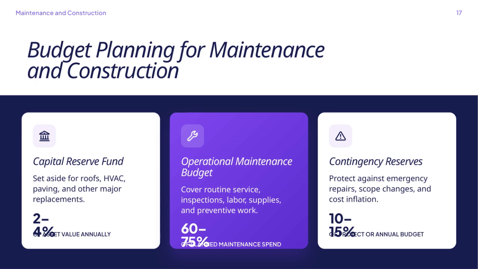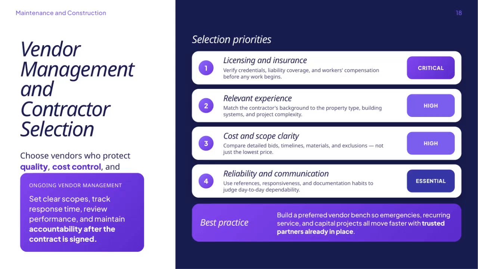These are essential to protect against unexpected emergency repairs, scope changes, and potential cost increases due to inflation. By carefully dividing the budget in these proportions, we ensure a balanced approach that supports both immediate maintenance needs and long-term asset preservation. When managing vendors and selecting contractors, it's crucial to focus on those who prioritize quality, cost control, and compliance throughout their work.